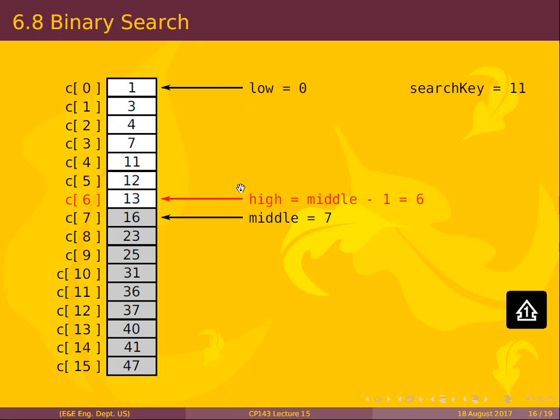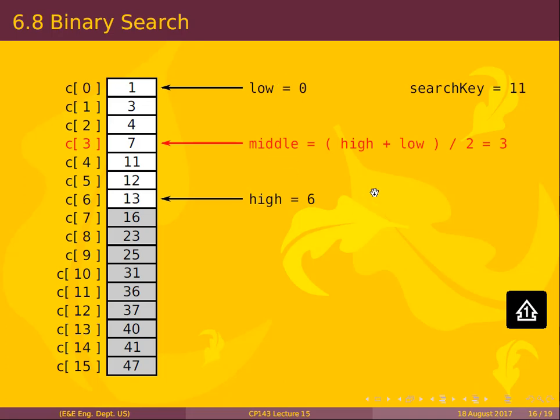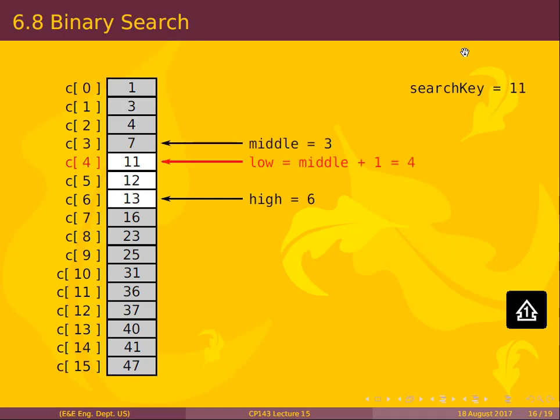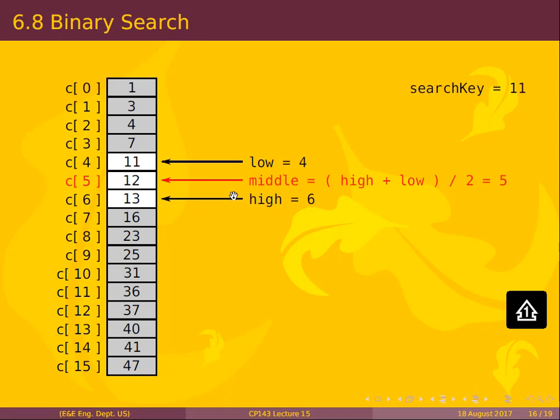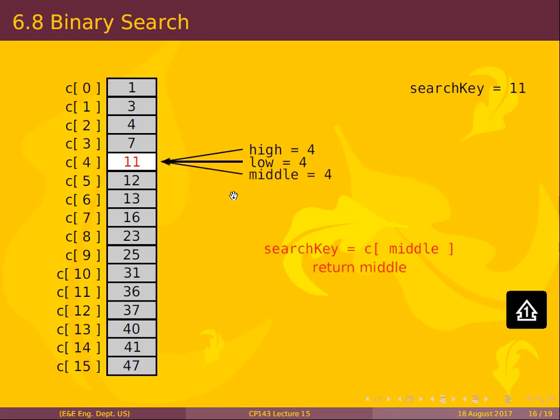So what I'm going to do now is calculate my middle again. This is 0 plus 6 divided by 2 is 3. So I'm going to look at array element number 3. Now it's 7. I say, okay, is 7 less than 11? Well, it's smaller than 11. So I have to adjust my low boundary to fall here. So now I've reduced my search space to this part over here. And then I try again. I say, let's find the middle of that. This is equal to 5. Now do it again. And then finally, I find my element. There we go. And I return it.